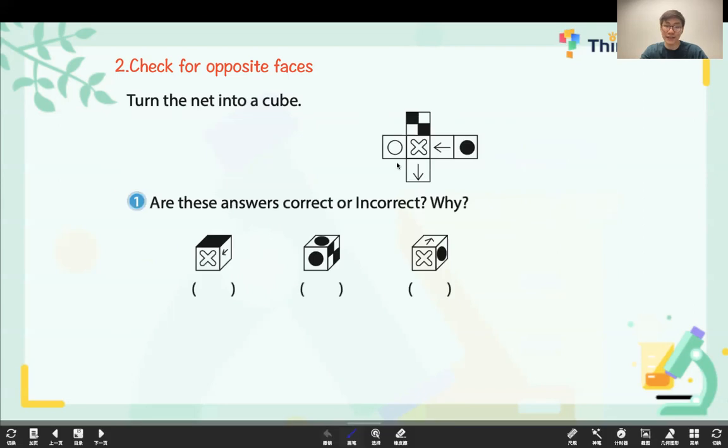So let's put this into practice. We already know that these two are incorrect. What about the third one then? So in this case, I'm just going to find all the different opposite faces of my cube. I can see here that there are a set of three faces next to each other. That's what we're trying to find. So what does that mean? That means that the circle and the arrow pointing left, these two faces are opposite to each other.